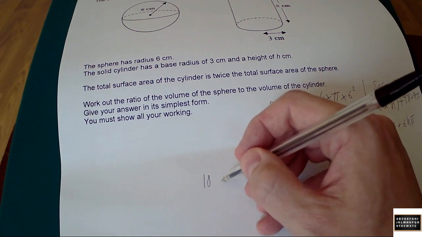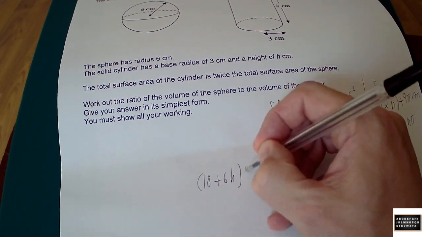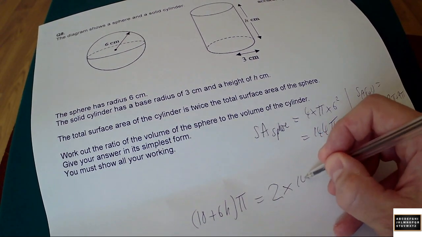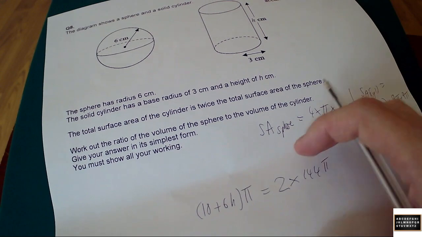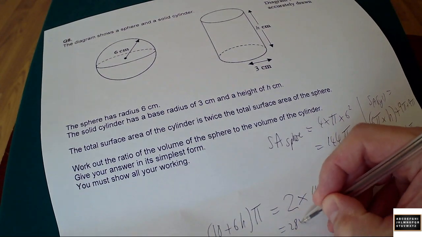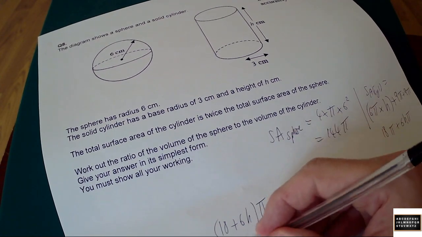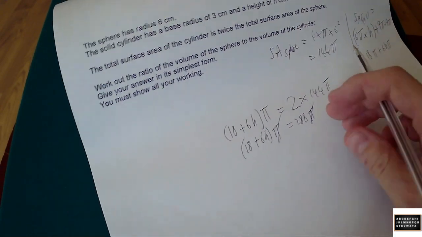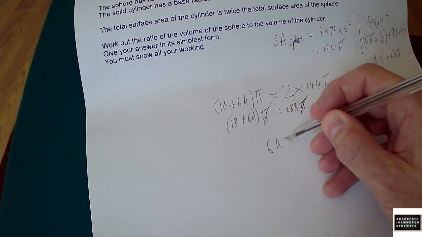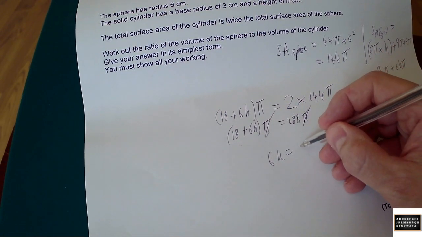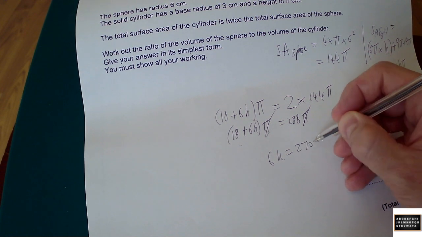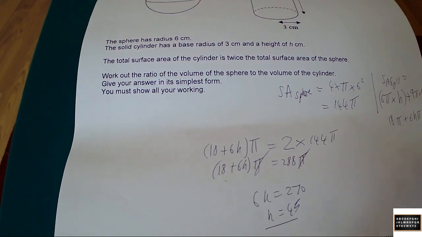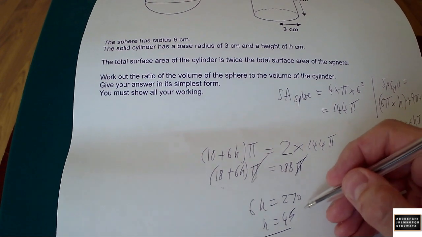So I'm going to take out pi as common, just to make it a little bit easier for myself. We're being told this is twice the surface area of the sphere. So twice that 144, so 288 pi is the expression we're going to get. You can see we're going to cancel the pi's out straight away. Leaves us with 6h being 288, take away the 18 is going to be 270, and then 270 divided by 6 is 45. Okay, so I know the height's going to be 45 centimeters.